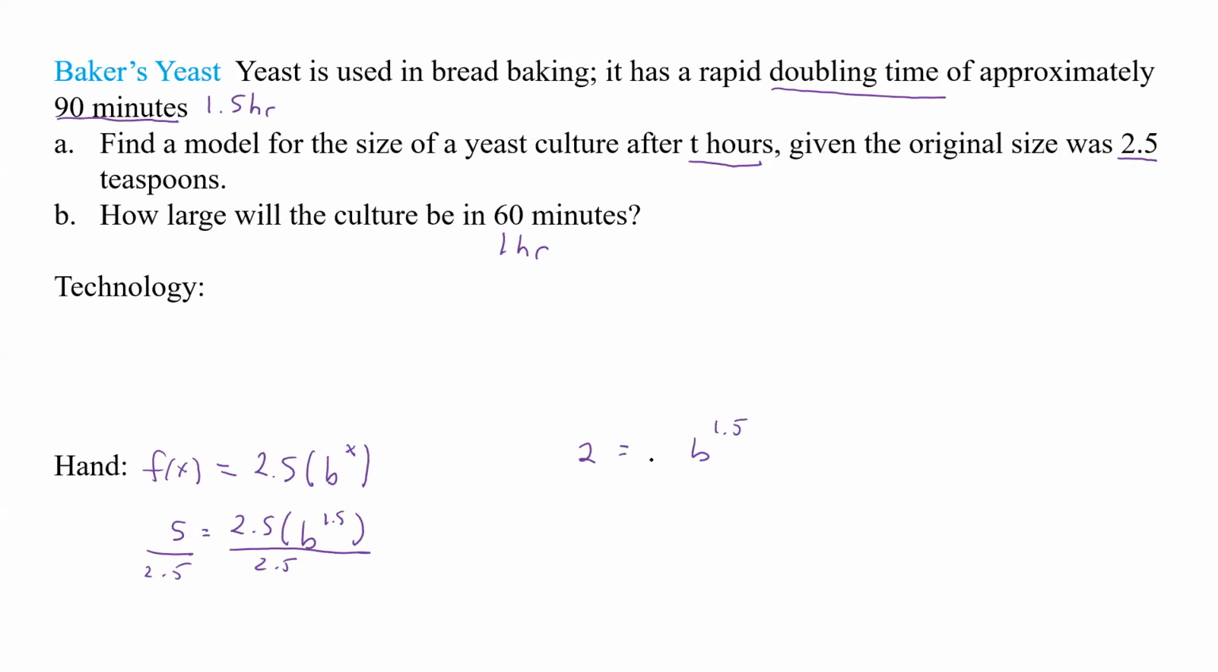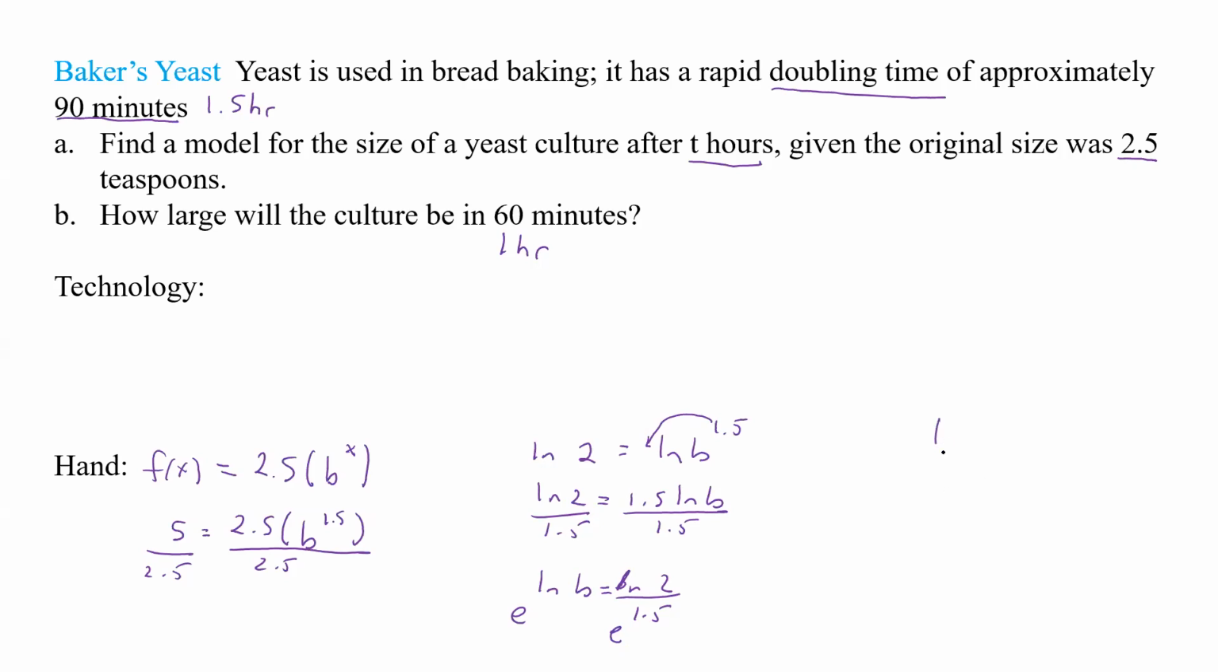Now this gets back to remembering log functions. We're going to have to take the log of both sides. When we do that, we can bring this exponent down. So we have the ln of 2 equals 1.5 ln of b. Divide both sides by 1.5. So the ln of b is equal to ln of 2 over 1.5. Well, we want b, not the ln of b, so we're going to have to raise e to that power. When we do the e to that power, the ln comes down, and we just get b.